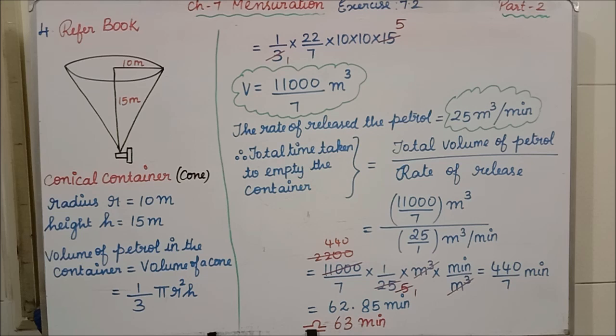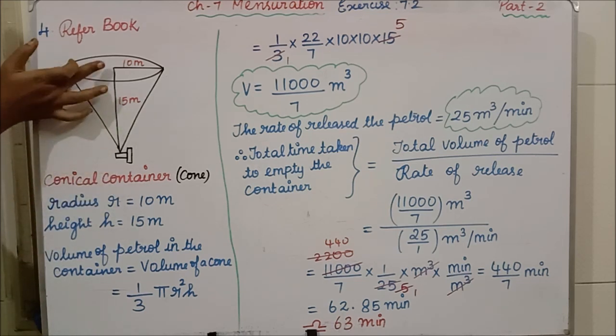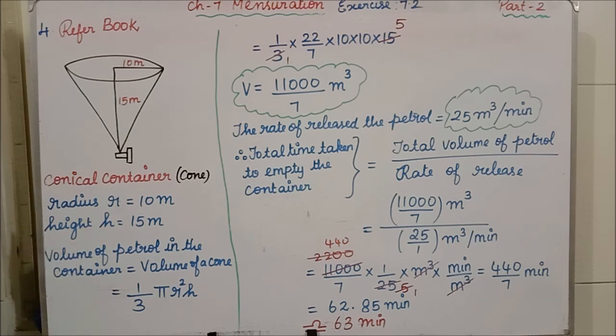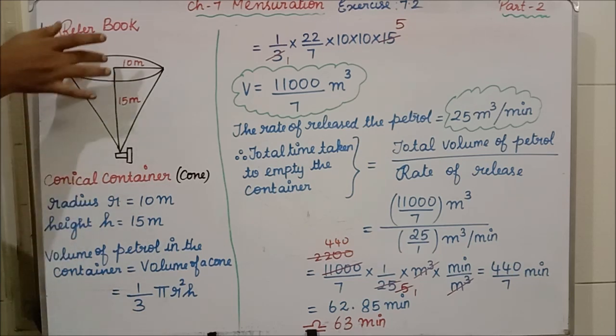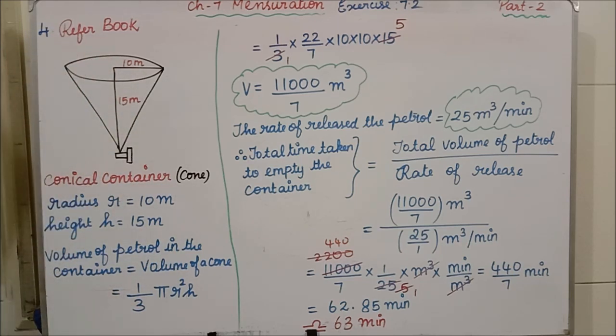Okay. As I told in the part 1 session itself, for a cone you will be having two heights. Isn't it? One is the slant height, and another one is the normal height h. But when we are talking about volume, we don't need the slant height. So here the height they are saying is the h only. Okay, next. If the container can release the petrol through its bottom at the rate of 25 cubic meter per minute.